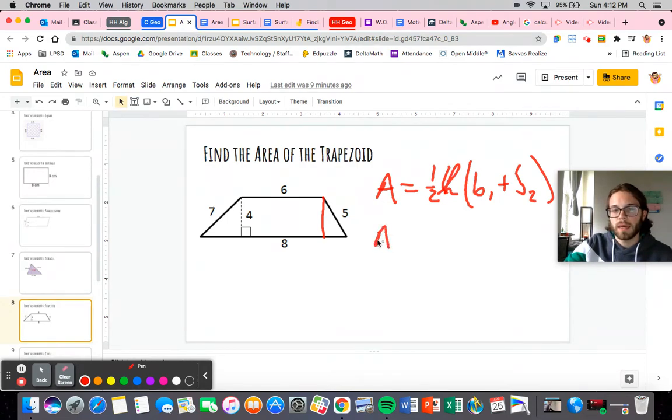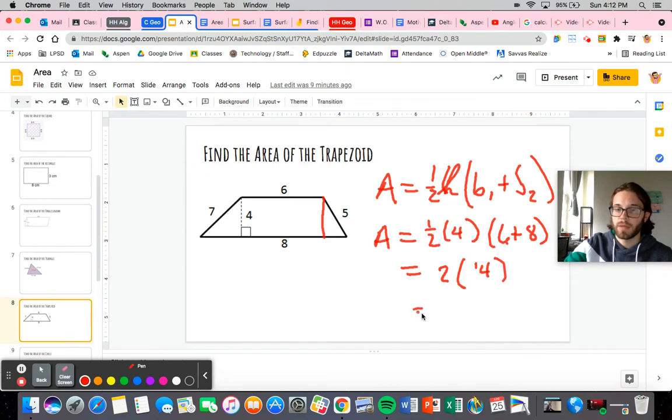All right, so my base 1 is 6 or 8, it doesn't matter which one it is. My height is 4. Again, you have to use the perpendicular line. So I have 1/2 times 4. 1/2 times 4 is 2. 6 plus 8 is 14. So that is equal to 28.